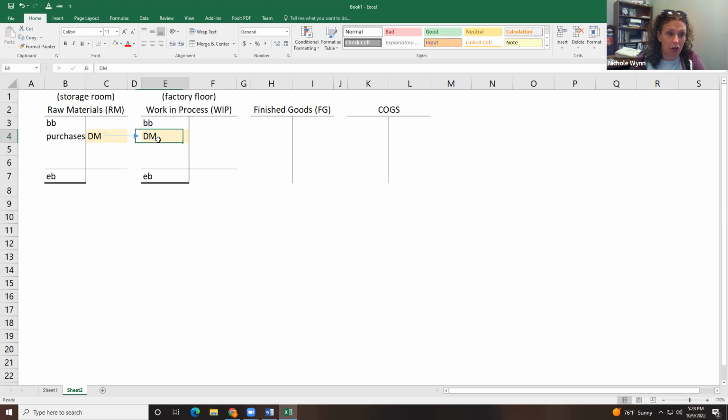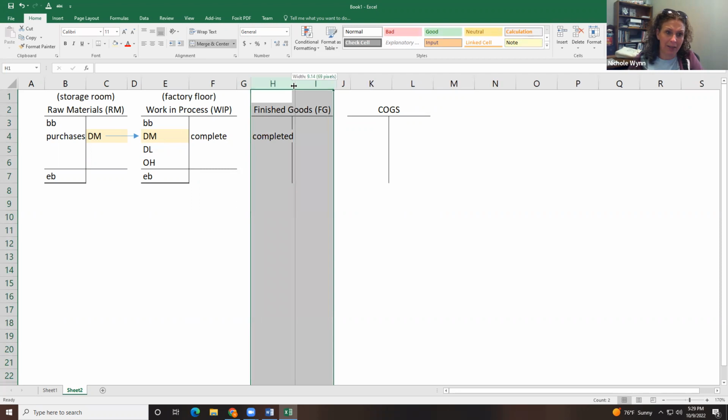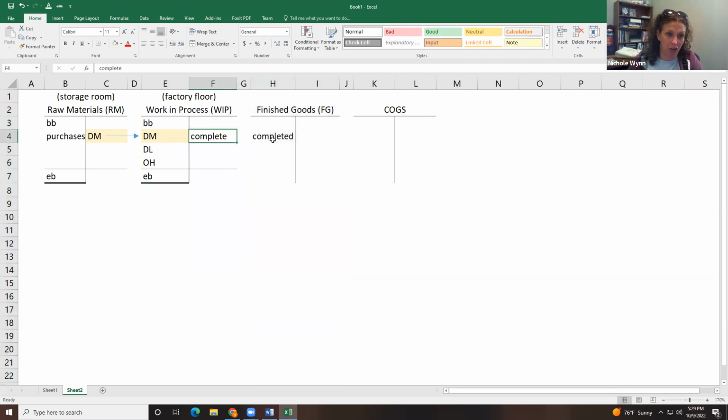The other two things that go in here are direct labor and overhead. These three things are the product costs, called the manufacturing costs. So our three manufacturing costs were direct material, direct labor, and overhead. Those three costs go into WIP, meaning debit. And then as we complete goods, we shift them over to finished goods.